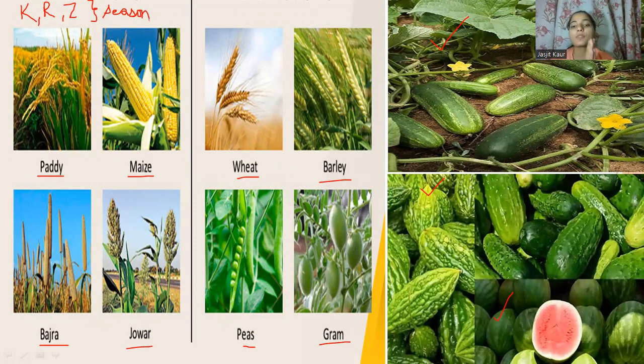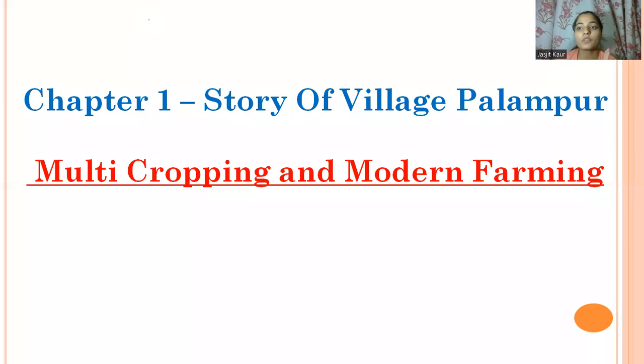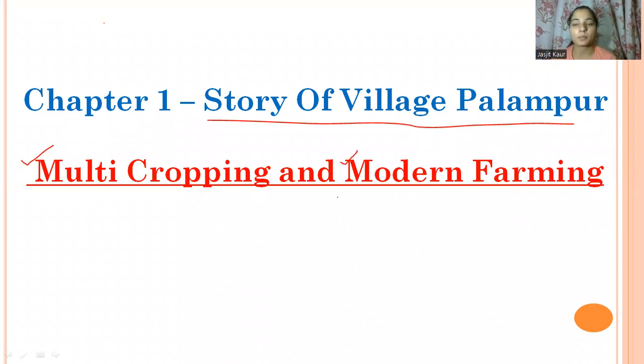Very good, students. So in today's class also we will be continuing your first chapter of economics, that is the story of village Palampur. But in today's class we'll be mainly focusing on the multi-cropping pattern or multi-cropping method and the modern farming method. In this class we'll be talking about what crops the farmers of village Palampur have grown, and what methods they have adopted for growing these crops.